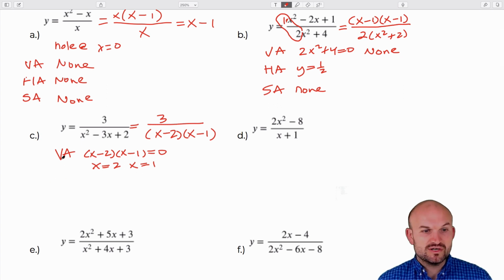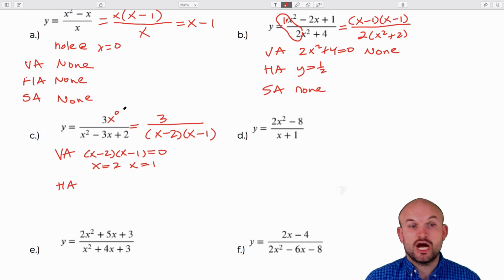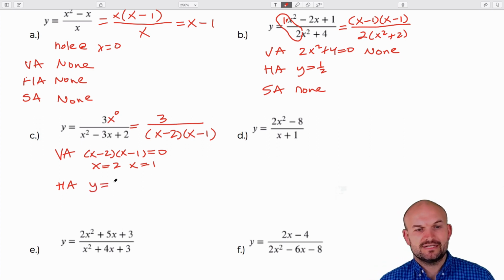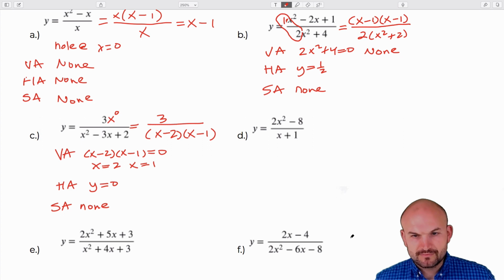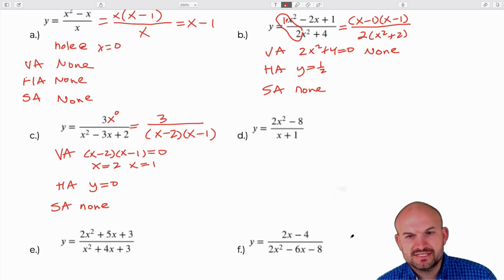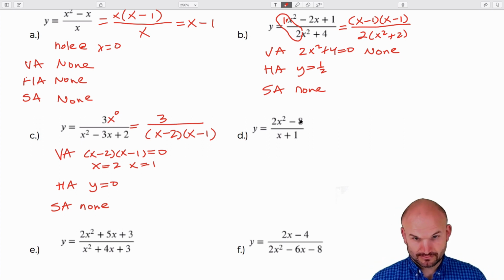As far as my horizontal asymptote, the horizontal asymptote test states that when you have a degree in the denominator which is larger than the degree in the numerator, you have a horizontal asymptote at y is equal to 0. So in this case, again, we have a horizontal asymptote, so I'm not going to have a slant asymptote or an oblique.